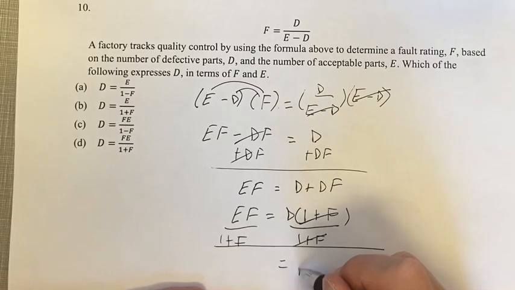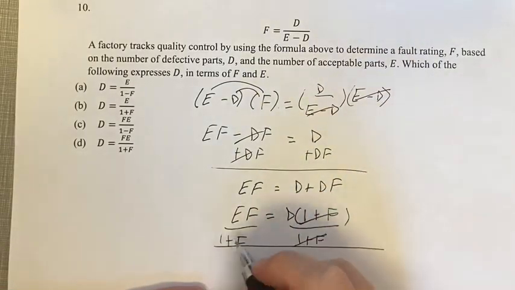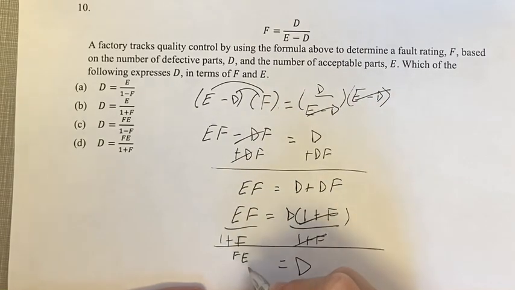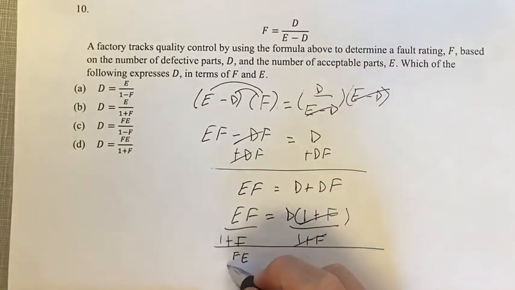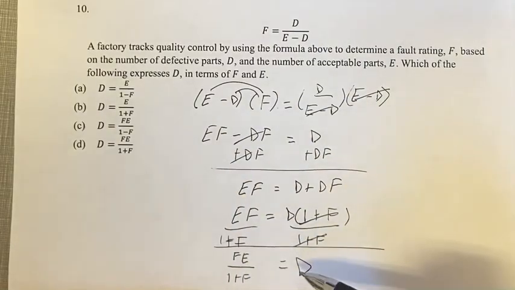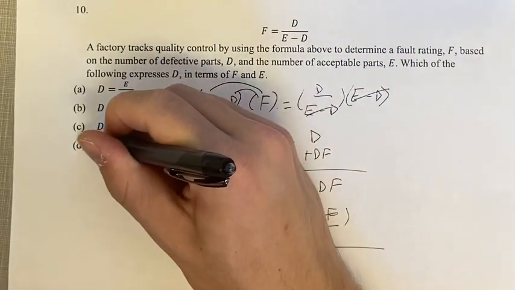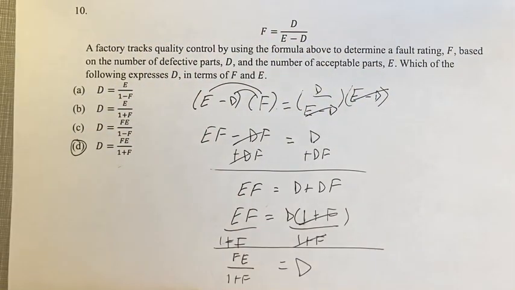These cancel, and we get D is equal to EF, I'm just going to write as FE. Right, E times F is the same as F times E, but I'm writing it as F times E to make it a little bit easier, divided by 1 plus F. And if you look at this, this lines up with D. You can see why I changed it to FE, just so it matches a little bit better. But either way, D is going to be your final answer.